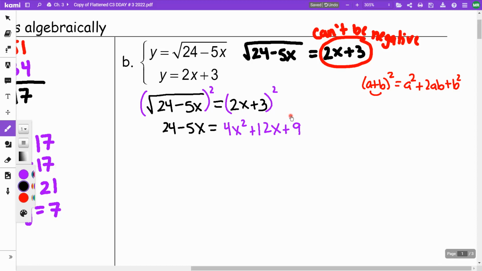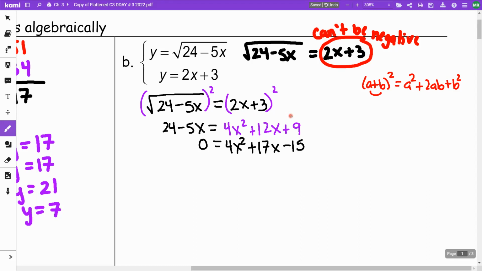So I want 0 on one side, everything else on the other side. So I'm going to have my 4x squared. I'm going to be adding 5x to both sides. I get 17x. I'm going to be subtracting 24 from both sides. And when I subtract 24, I end up getting a negative 15.